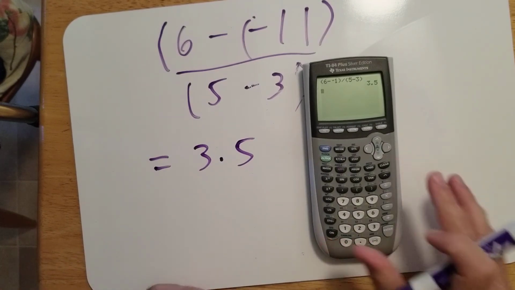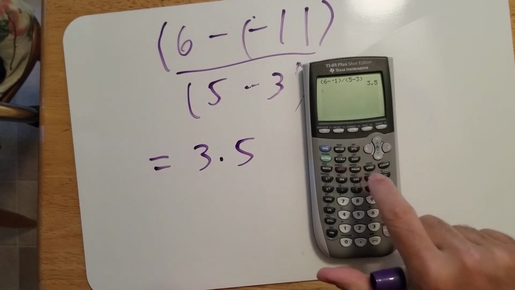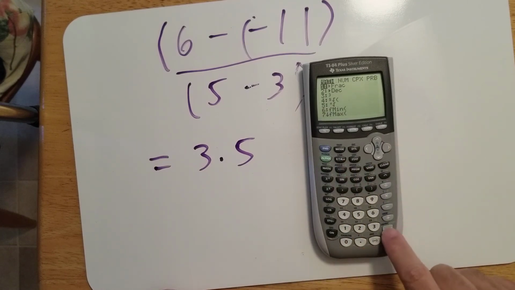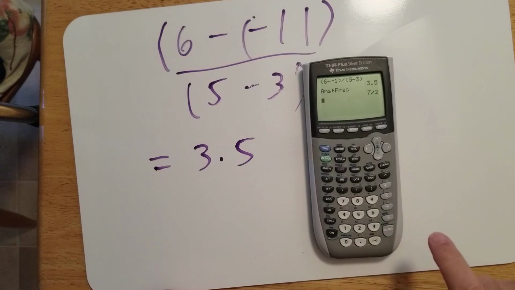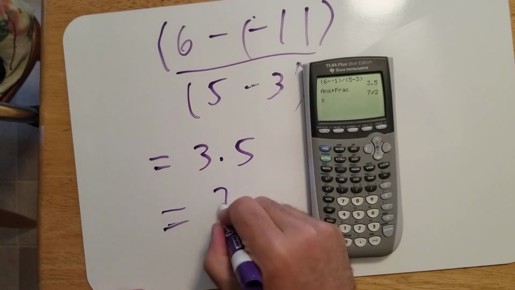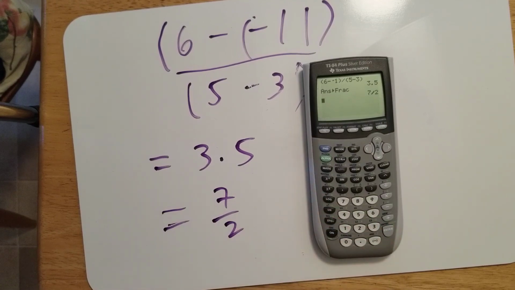If they ask for the answer in a fraction, I can do answer to frac by going math to frac, the first thing, and as a rational number, it gives me 7/2. I know sometimes they ask for the decimal, sometimes they ask for the fraction.